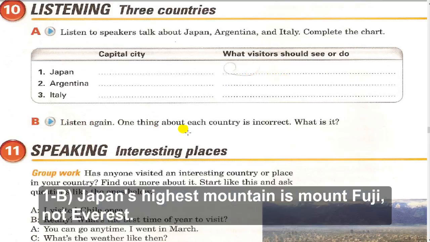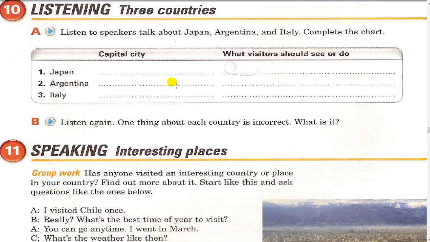Number B. One thing about each country is incorrect. What is it? Japan's highest mountain is Mount Fuji, not Everest. Mount Fuji, not Everest. Number 2. Argentina. What is the capital city of Argentina and what visitors should see or do in Argentina?